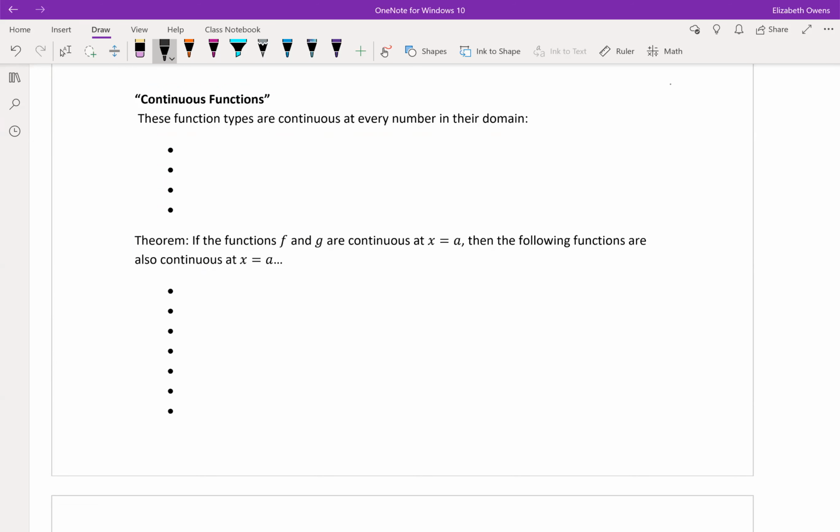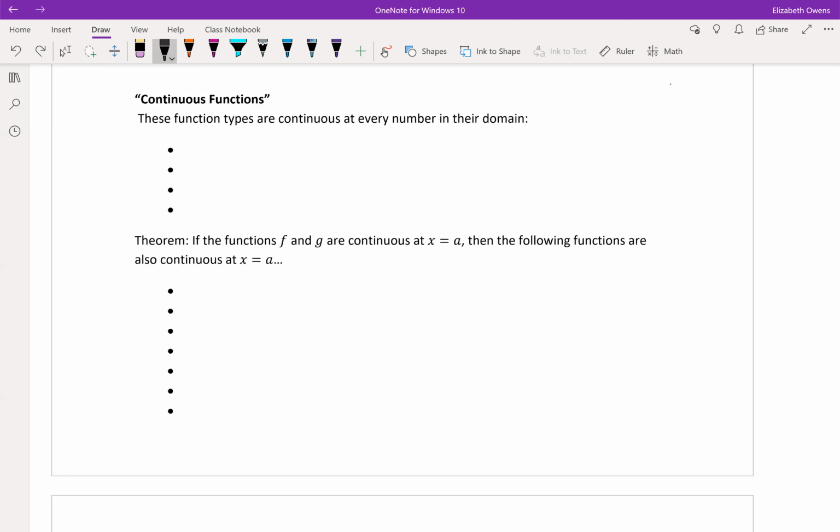In this video, we'll look at some more informational items. These are good functions to know, good properties to know. So the big definition here is that of continuous functions. And these are nice because you can envision these as being pretty safe functions to work with, because by their definition, these function types are continuous at every number in their domain. So these are not going to have weird discontinuities thrown at you. They're going to be fairly well behaved.